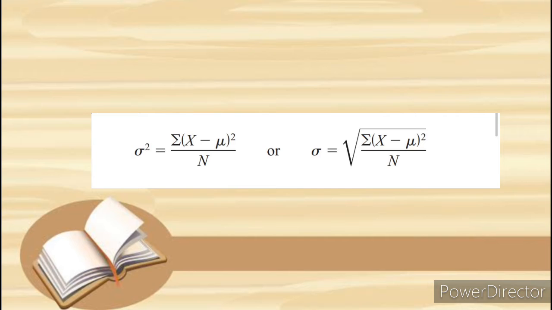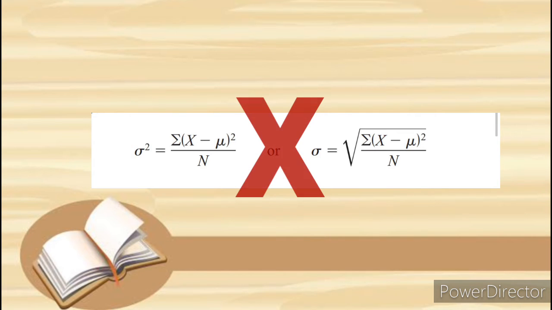Variance is equal to the summation of (x minus mean) squared, all over n, and standard deviation is equal to the square root of the summation of (x minus mean) squared, all over n. This formula cannot be used in a probability distribution since n is infinite. Then, the variance and standard deviation are computed differently.